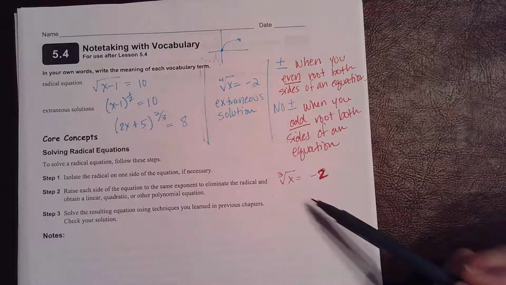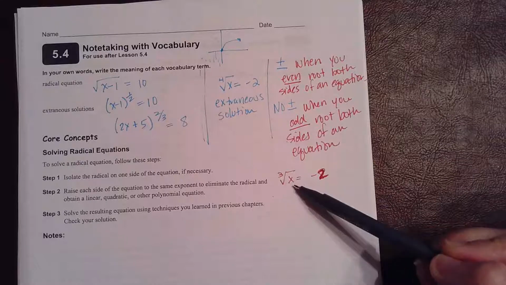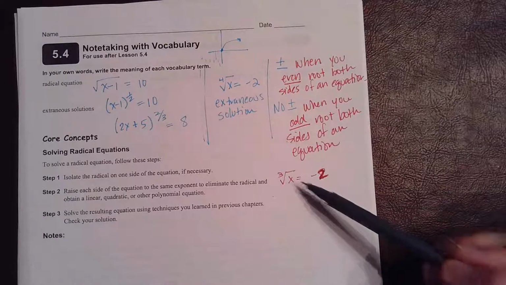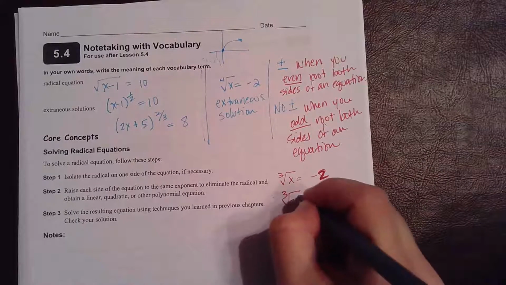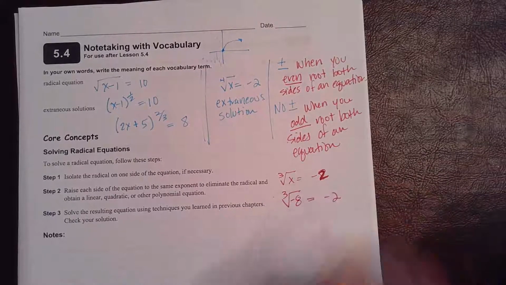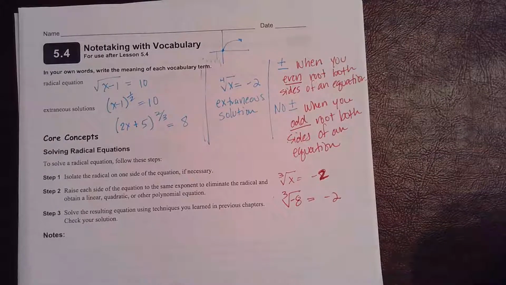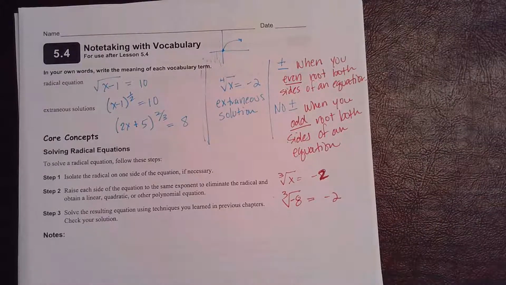So what we're going to be looking at here is, the cube root of x, what number can I plug in for x that would make this a true sentence? Well, the answer would be -8. The cube root of -8 is -2. And so you can have negative values for cube root functions, or even 7th root and so forth.